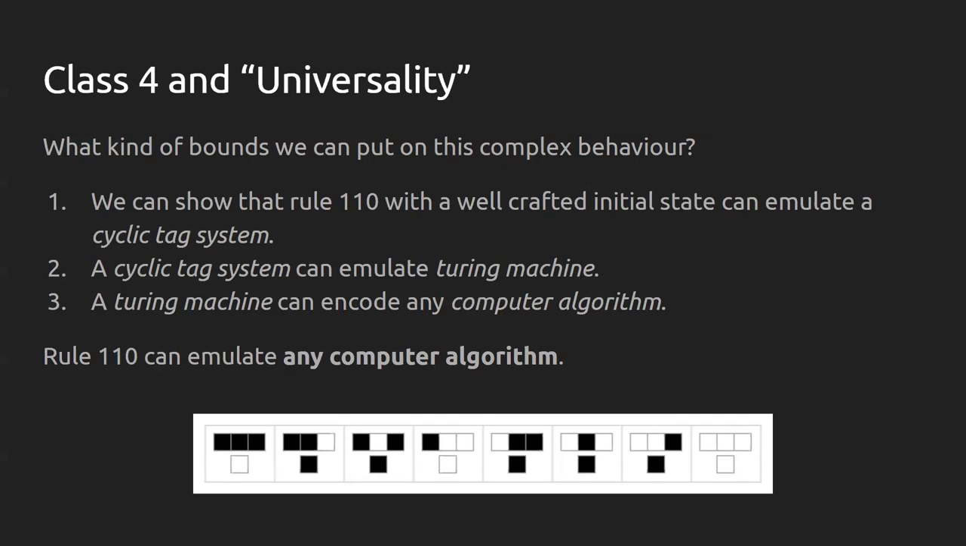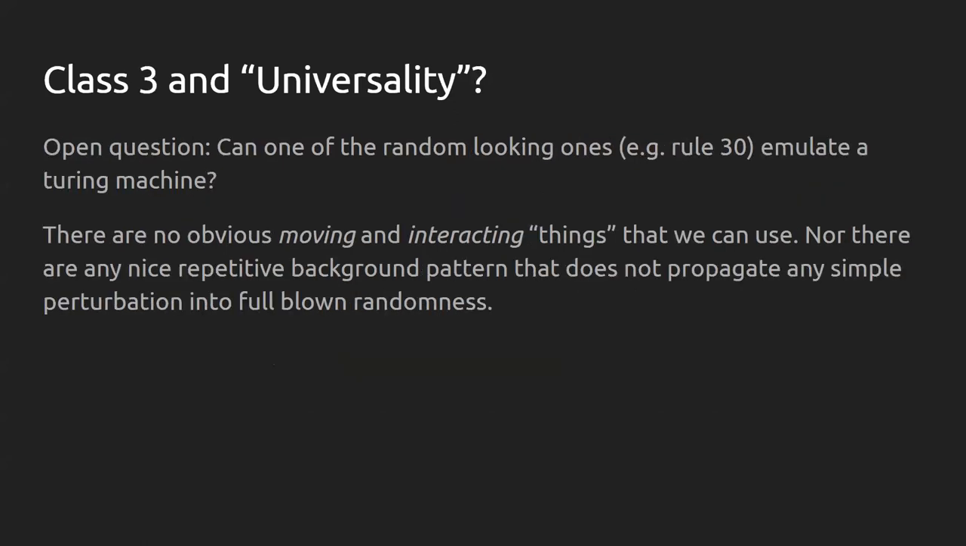To me, this is mind blowing. Well, I don't know about you. It's even more mind blowing than the randomness. But there is an argument about the randomness, about the rule 30s of the cellular automata. Some think there is a possibility that you could also show that one of those class threes could behave in the same way, that you can also encode any computer algorithm from one of those random ones. But this is again an open question, and this is not an easy question.